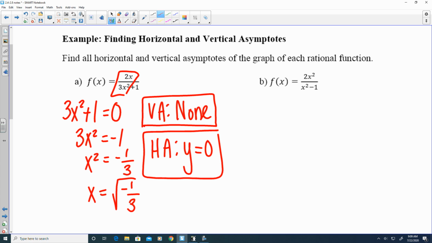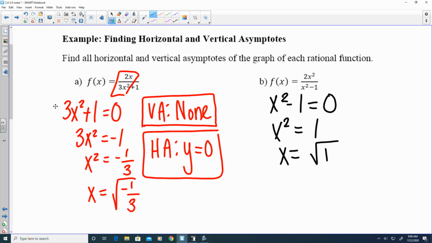And that's again from the chart on the first page on the bottom. Okay, letter B, set the bottom equal to 0 for the vertical asymptote. Move the 1 over and take the square root, which gives us plus or minus 1. So there are actually 2 vertical asymptotes in this case, which can happen.